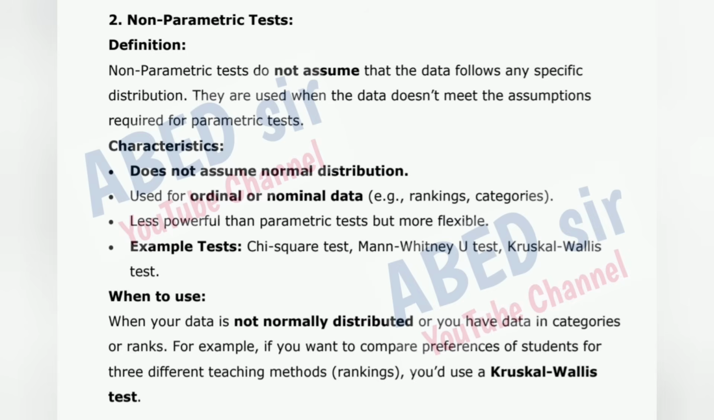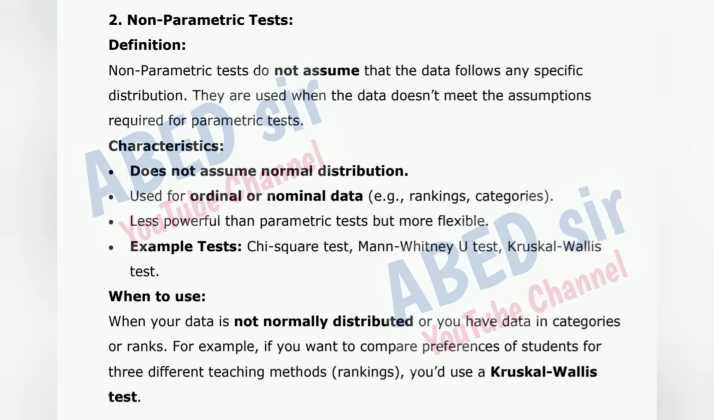2. Non-parametric tests. Definition. Non-parametric tests do not assume that the data follows any specific distribution. They are used when the data doesn't meet the assumptions required for parametric tests. Characteristics. Does not assume normal distribution. Used for ordinal or nominal data, example, rankings, categories.